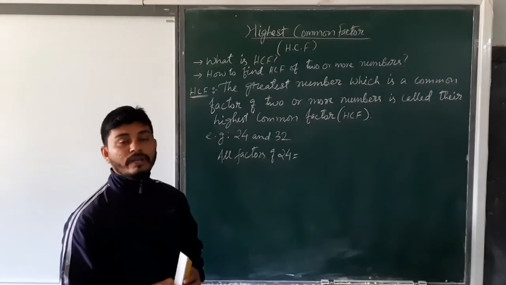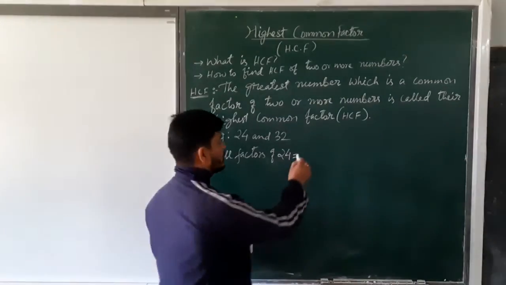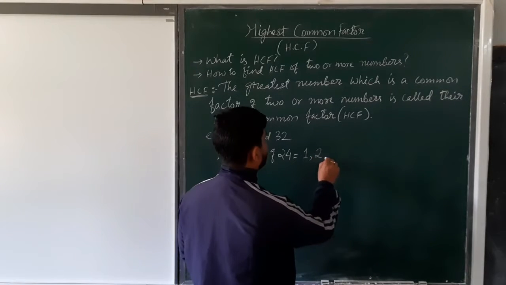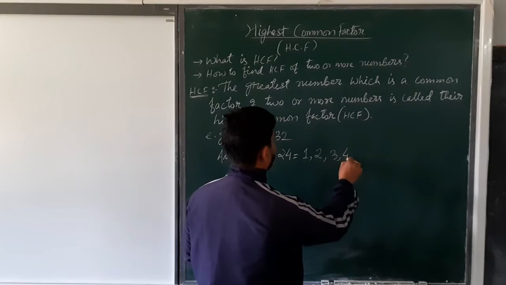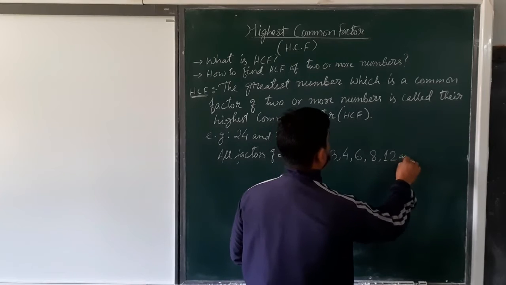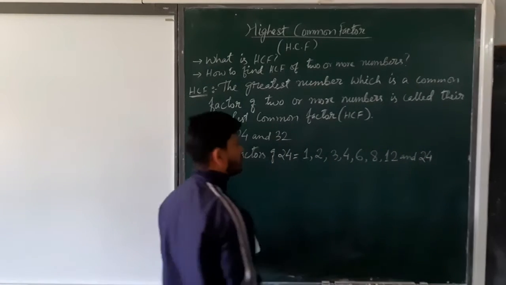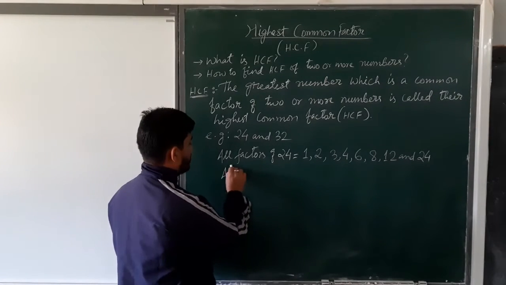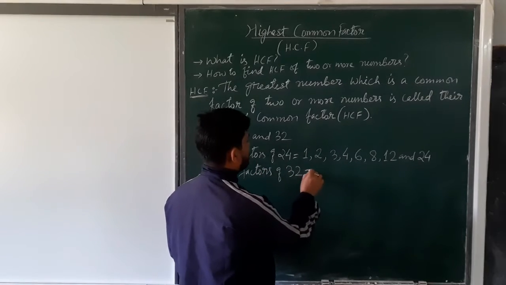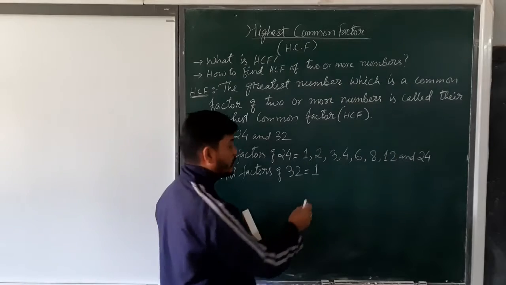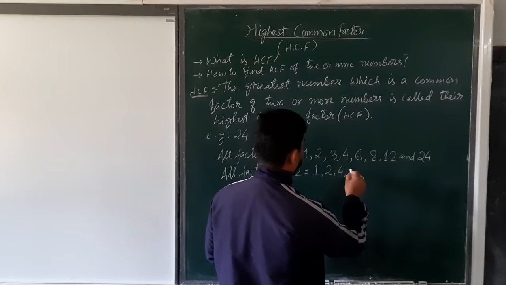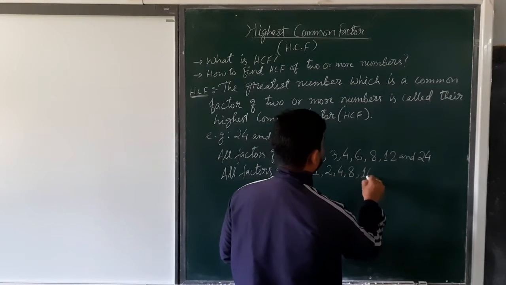first let us write the factors of 24. The factors of 24 are 1, 2, 3, 4, 6, 8, 12 and 24. Okay. Also, let us write all the factors of 32. The factors of 32 are 1, 2, 4, 8, 16 and 32.